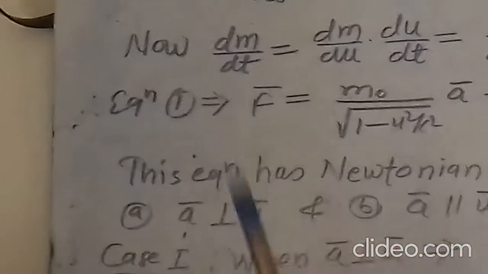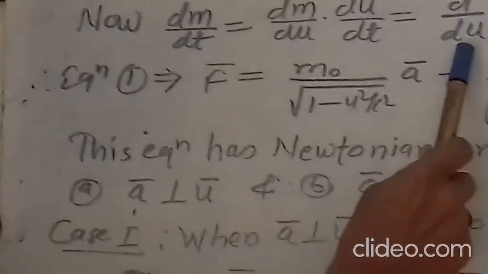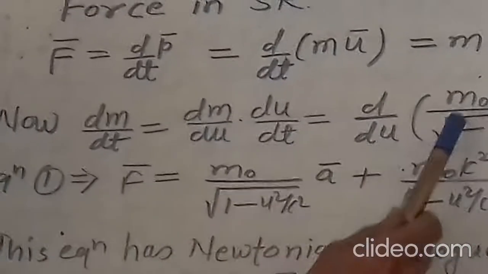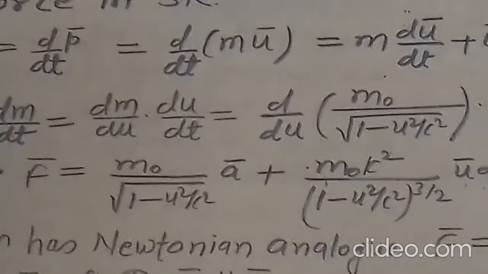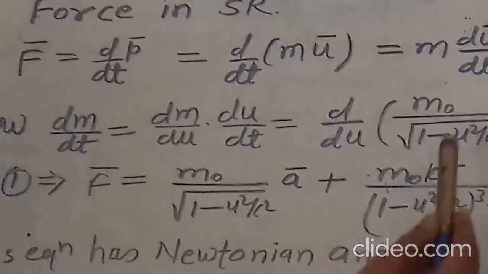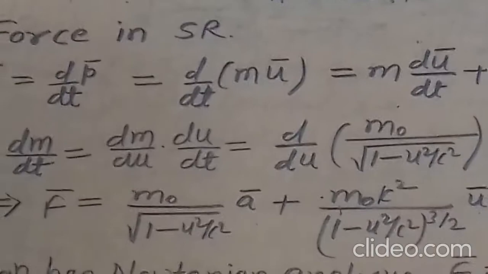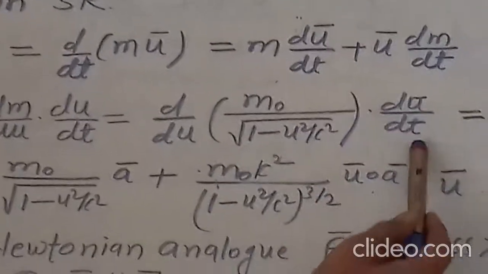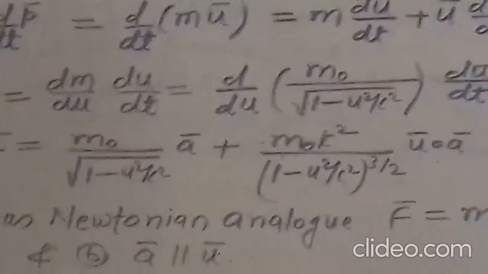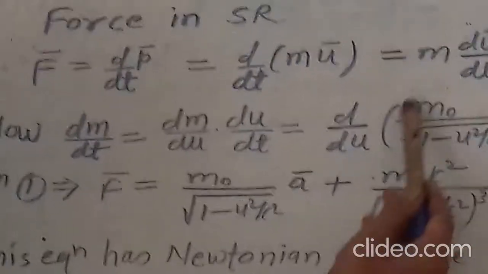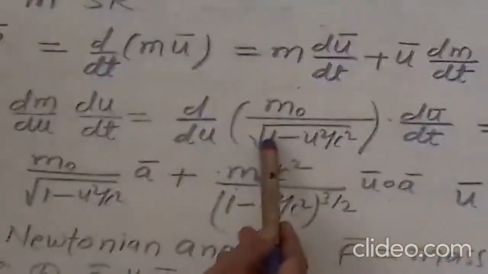In case of Newtonian mechanics, mass does not depend upon velocity. Here mass becomes a constant. So if we find the value of dm by dt like this, dm by du into du by dt, that is d/du of m, which in this case is the relativistic mass of a particle, given by m naught divided by under root of 1 minus u square by c square, into the second factor du bar by dt.